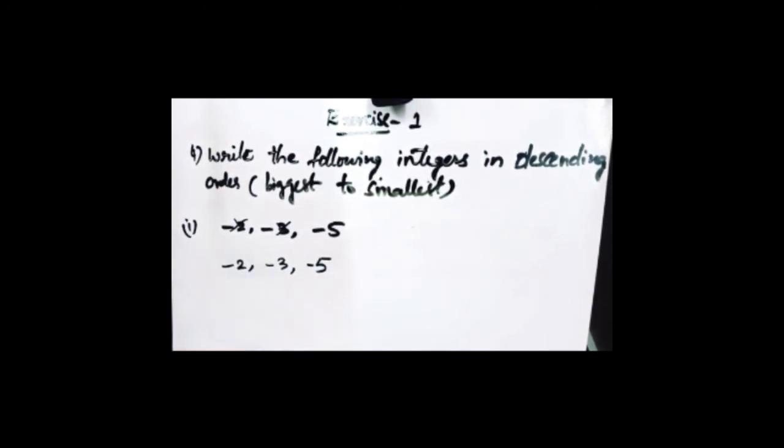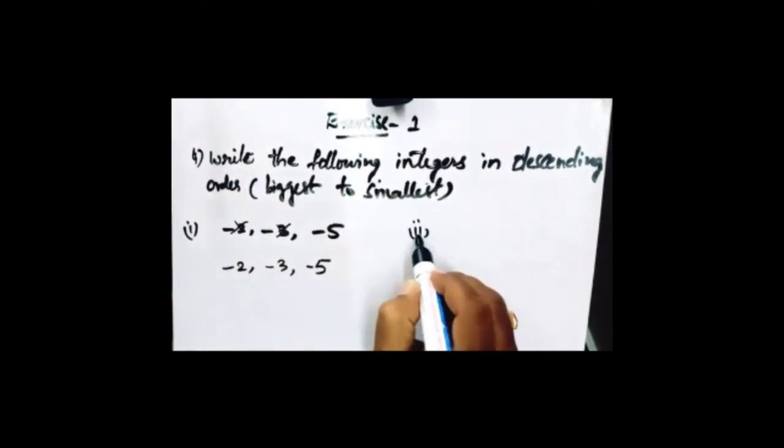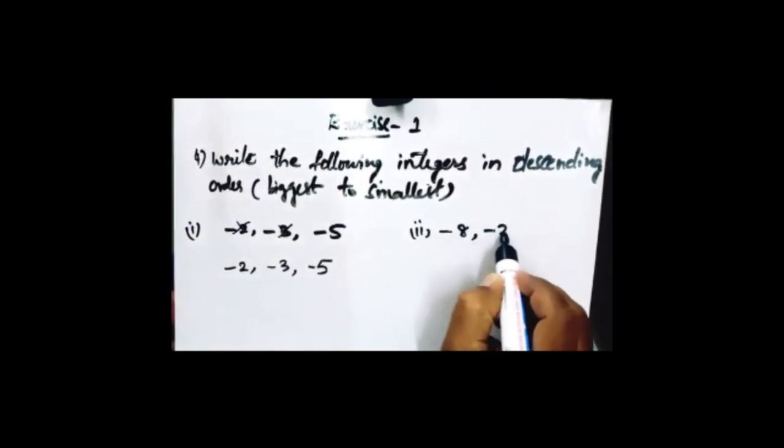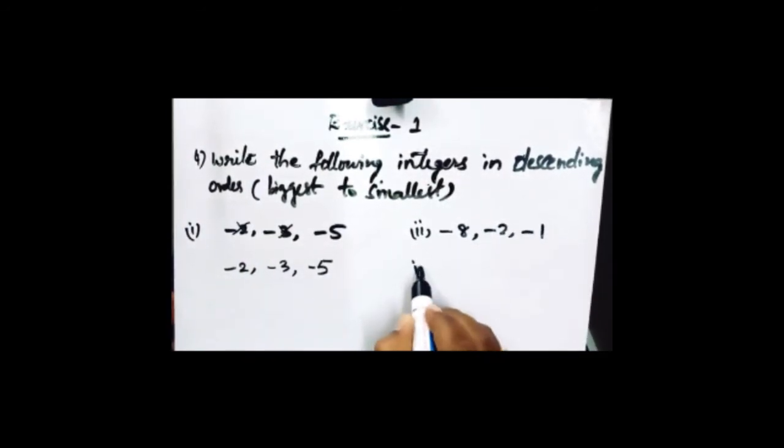So the question is already given in descending order, biggest to smallest integer. Again, you can try the remaining two questions, that is -5, -2, -1, and the third question 5, 8, -2.